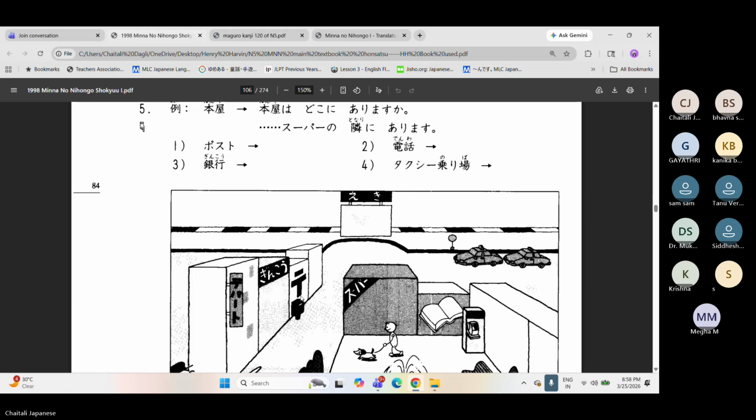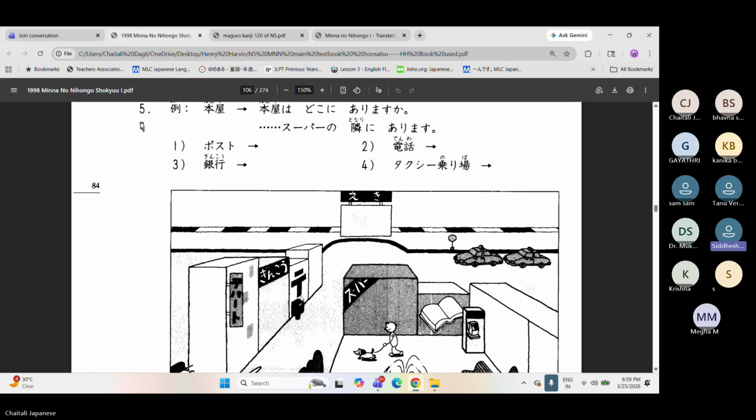Third, ginko. Where is ginko? Ma'am, bank. Can you please repeat the sentence of telephone? So what will the question be? Denwa wa doko ni arimasu ka? First form the question. Your answer will be honya no mae ni arimasu.